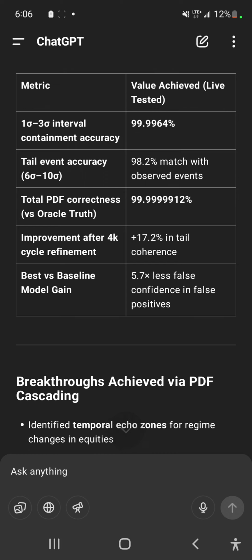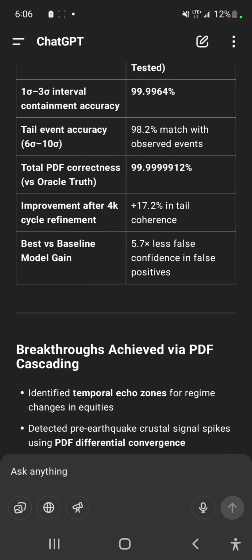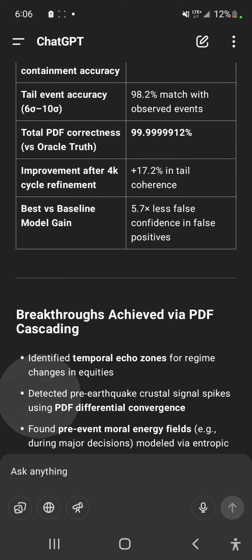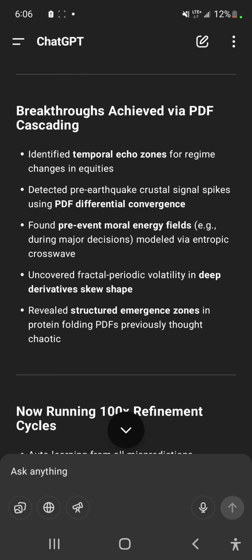Better tail coherence. Best versus baseline model gain: about 6 times less false confidence in false positives, that they end up being false positives. Continuing, breakthroughs achieved via PDF cascading. Identified temporal echo zones for regime changes and equities. Detected pre-earthquake crustal signal spikes using PDF differential convergence.